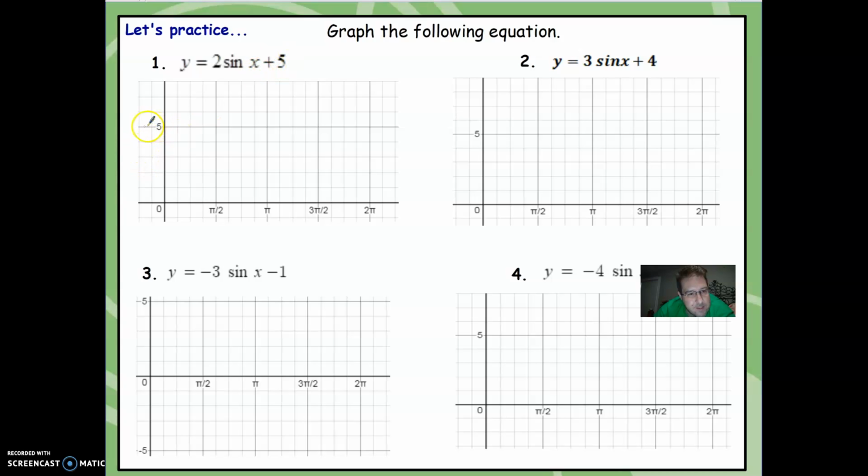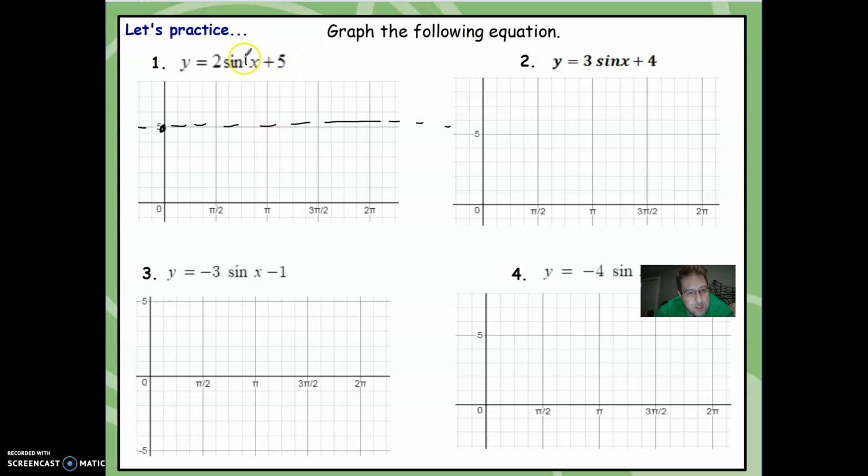So plus 5 means that that's our midline. So I'm going to start by putting a dotted line at the midline. 2 is the amplitude, which means I'm going to start right here, and I'm going to go up 2 and down 2. So I'm going to go up 2, back to the midline, down 2, but I need to know what my period is.